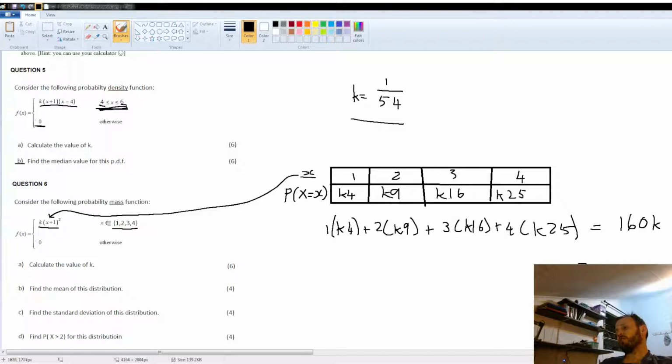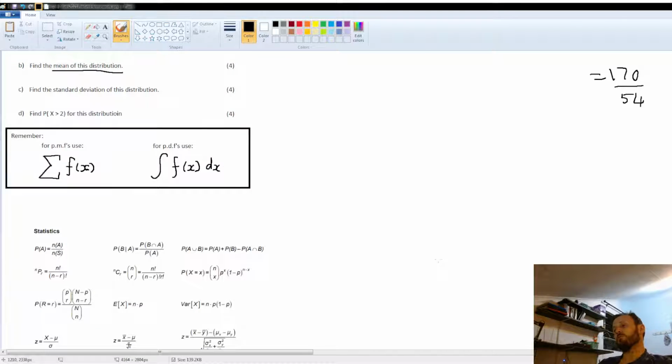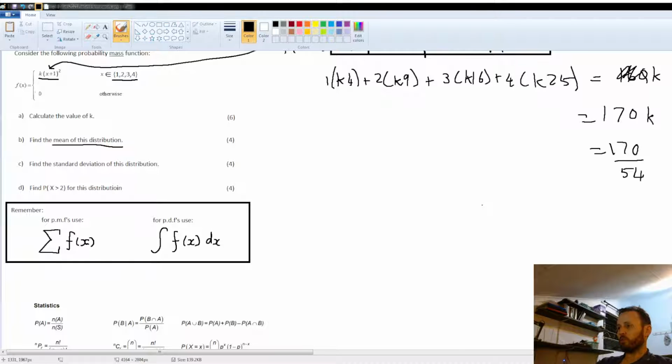Let me just actually do this quickly. It's 4 plus 18 plus 48 plus 100. 170, excuse me, this is not 160, it's 170, so this is equal to 170k. You just add it all up. k is 1 over 54, so this is equal to 170 over 54, and that's the answer. That is the mean of this distribution, because the expected value and the mean mean the same thing. The expected value of a PMF or any given distribution is the mean of that distribution.